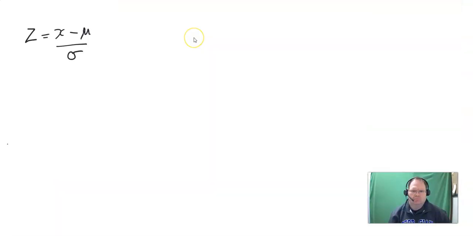So let's get started with an example. The z-score is equal to x minus mu over sigma. x is described as the boundary condition. It's the number that we're checking against. It's often the number that's given to us in the question.